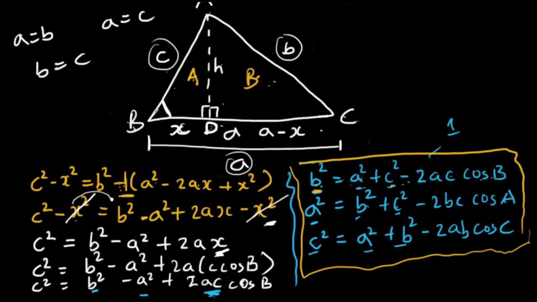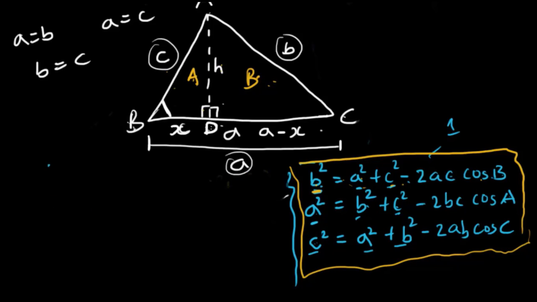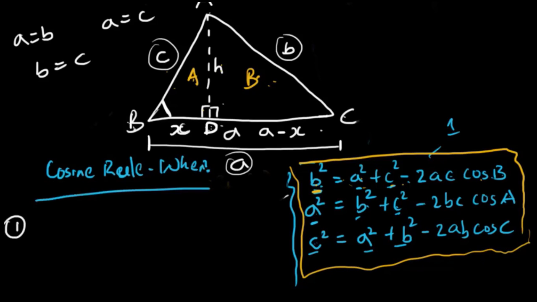Does this make sense? Now the last thing I need to do in this video is to make you understand when to use cosine rule. So when do we use cosine rule? So let me write it here. So first we use cosine rule when we know three sides of the triangle and we are told to find an angle. So we know three sides, B, A, C, and we are told to find the angle B.